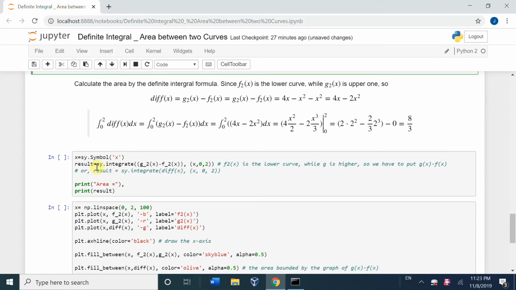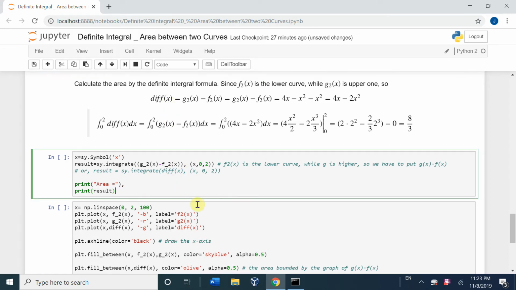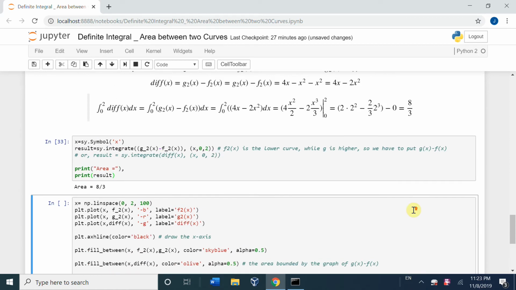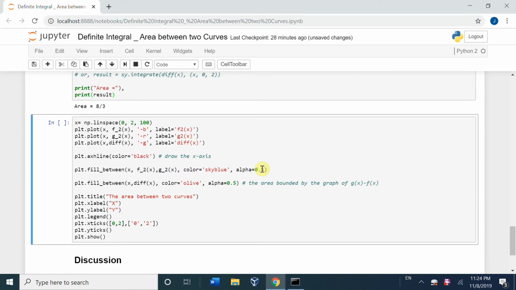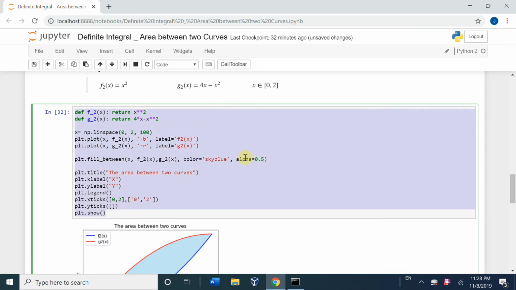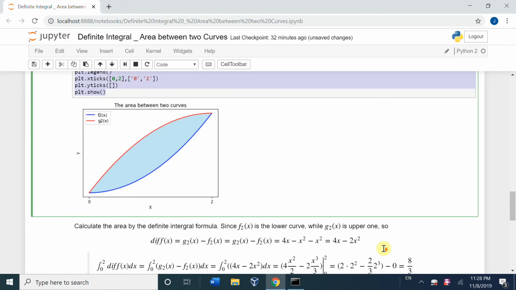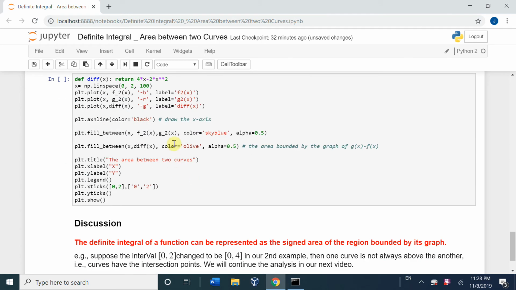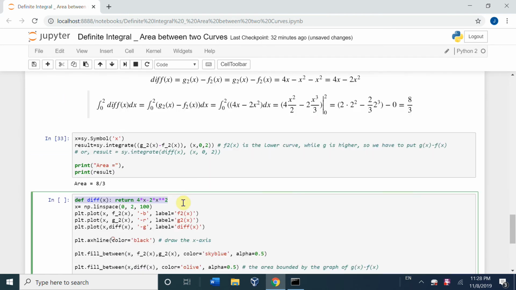Same as the first example, we can write the Python code. You can use this g minus f, or you can directly use the difference. So you get the answer 8 over 3, exactly the same. Now I copy this whole code for the second example here, but I add three lines. First, define the function for the difference, g of x minus f of x, so 4x minus 2x squared.